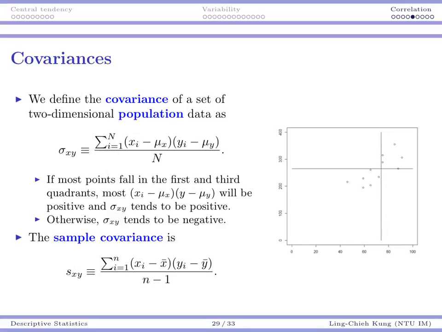If we are talking about sample data, then we use this notation SXY. The sample size is small n, and we have x bar, y bar as the sample means, and the denominator would again be n minus 1.